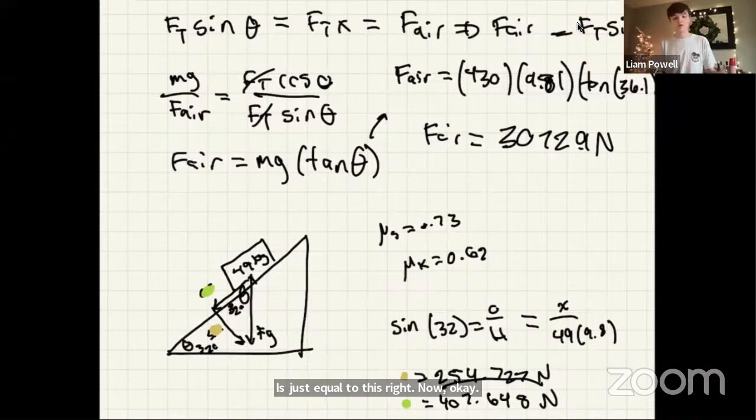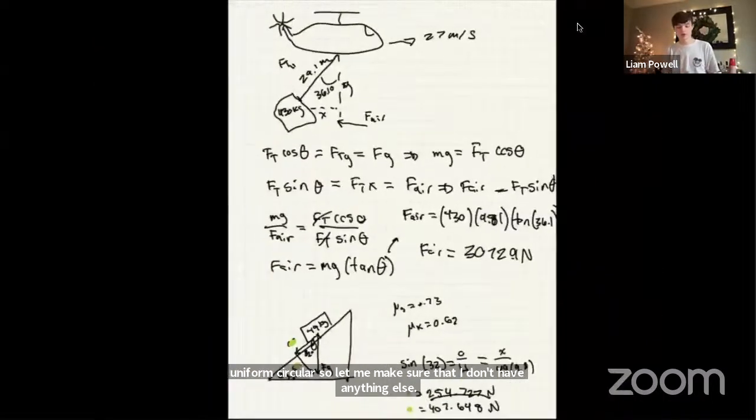So now on to Newton's second law. It's the same stuff. Okay, and now we're on to uniform circular motion, except let me make sure that I don't have anything else I want to talk about. Yeah, uniform circular motion.